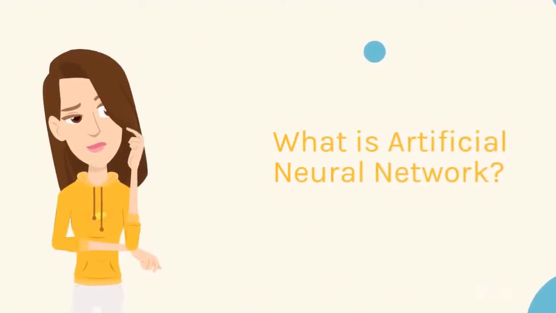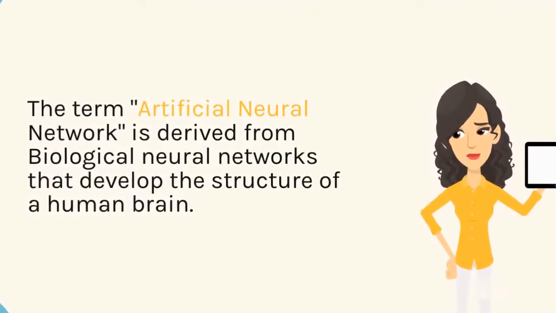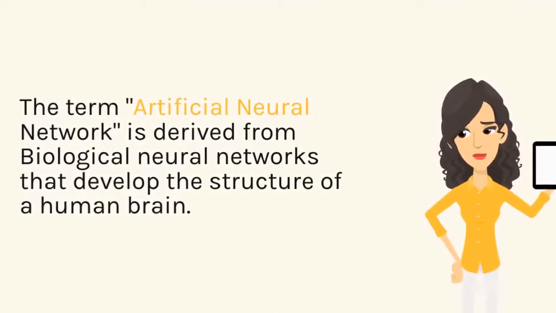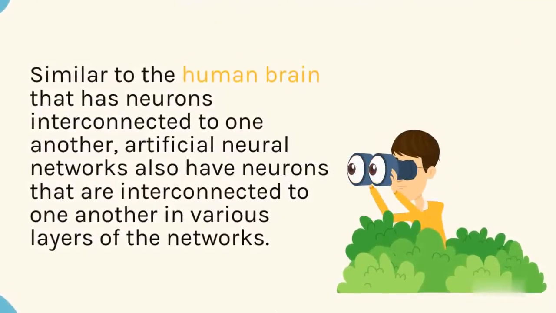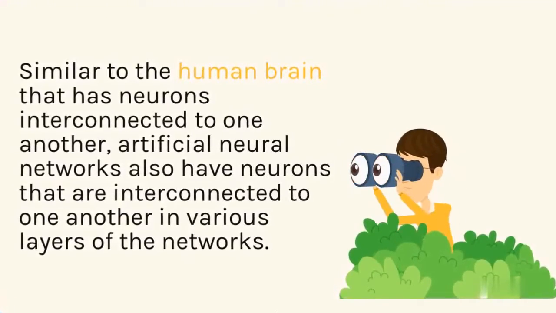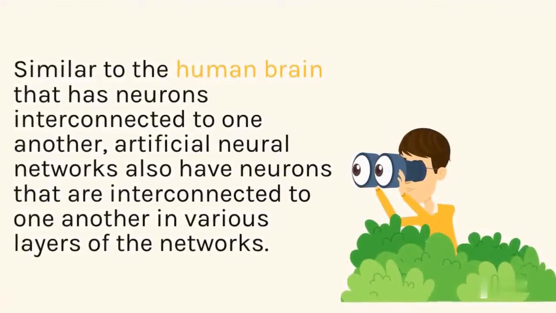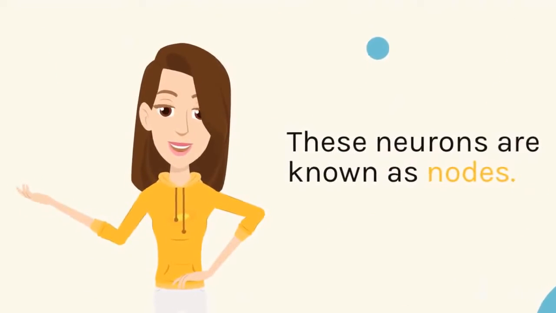What is artificial neural network? The term artificial neural network is derived from biological neural networks that develop the structure of a human brain. Similar to the human brain that has neurons interconnected to one another, artificial neural networks also have neurons that are interconnected to one another in various layers of the networks. These neurons are known as nodes.